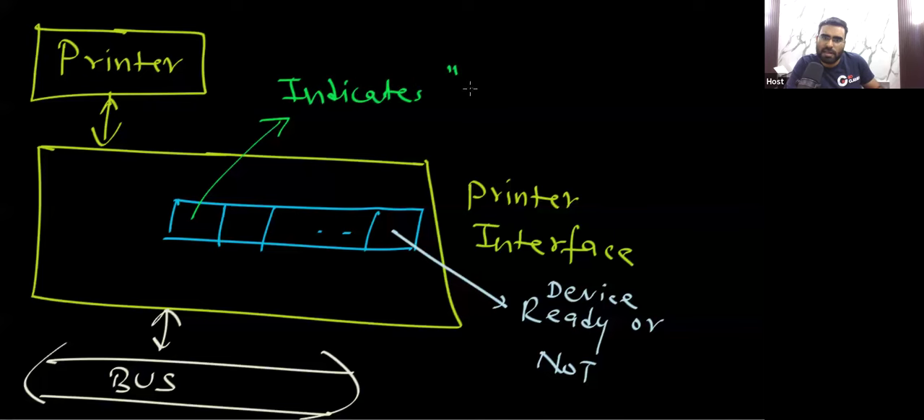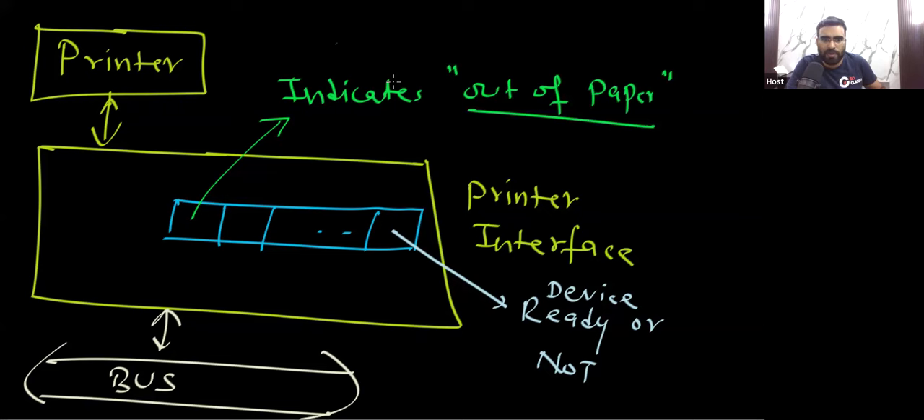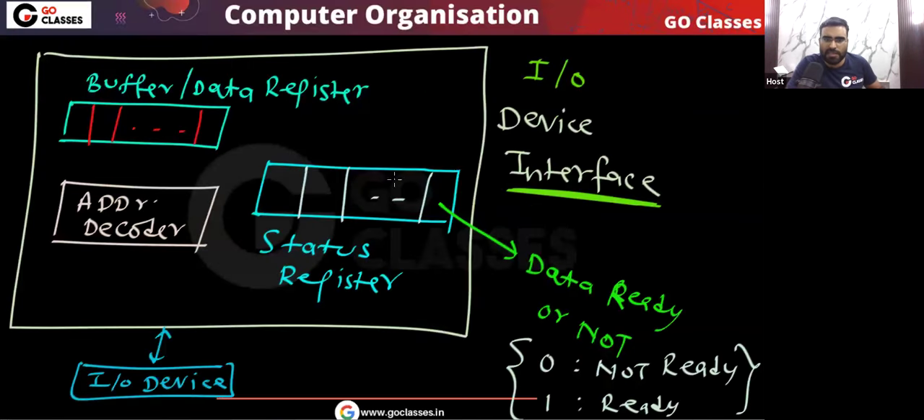This indicates out of paper. Yes or no? That is another issue. Agree? Is this clear? So this is what I'm saying. If this is 0, then it simply means we are not out of paper. And if this is 1, then that means we are out of paper. Is this clear?